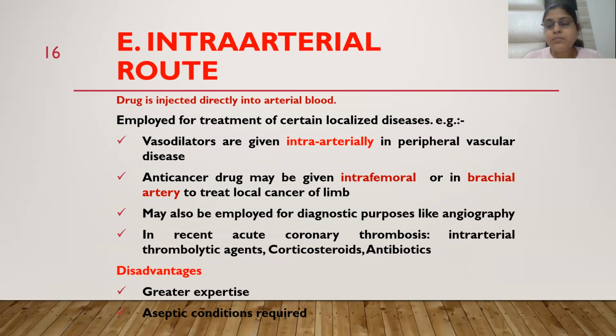We can give it when there is a vasoconstriction of the arteries of the periphery, like Raynaud's phenomena, Buerger's disease. So vasodilators can be given intra-arterially, and anti-cancer drugs can be given in the femoral or in the brachial artery to treat local cancer of the limb, and may also be employed for diagnostic purposes like angiography.